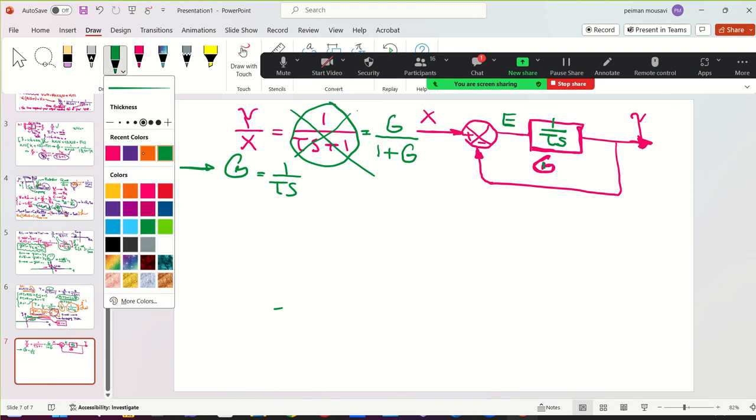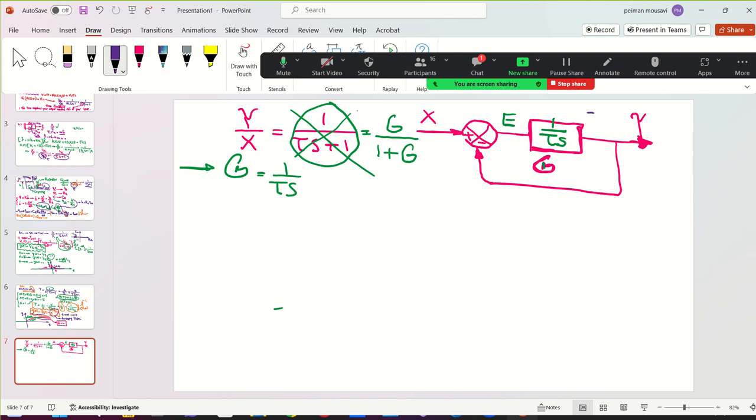Let me do also this one. I'm gonna do the rest next class, and next class I'm gonna do Simulink. Three: if the input to the system is ramp, meaning 1 over s squared, then Y is gonna be 1 over s squared times (tau s plus 1).